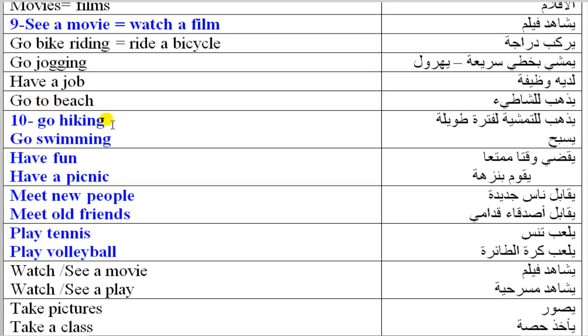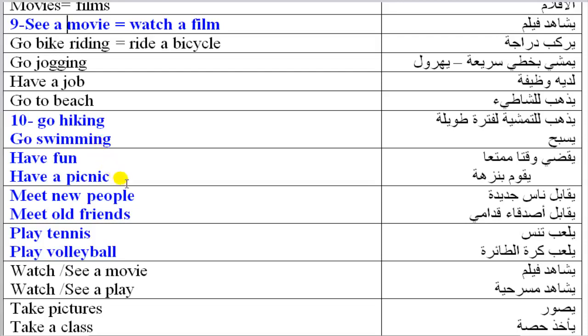Exercise number 10. Go hiking. Go swimming. Some Americans say swimming, hiking. Sometimes we can make the G silent in speaking. في المحادثة بعض الأمريكان يقول لك مثلا go swimming، يقول لك doing. Go hiking. Go swimming. Have fun.